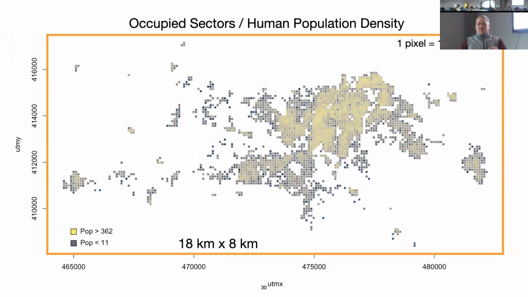This is where 85 to 90% of the population lives, at the north end of the island, and the program has mapped out every house. This is the map of population density at a 100 by 100 meter resolution. So we have very good data. And of course, you can see on this where the humans are.